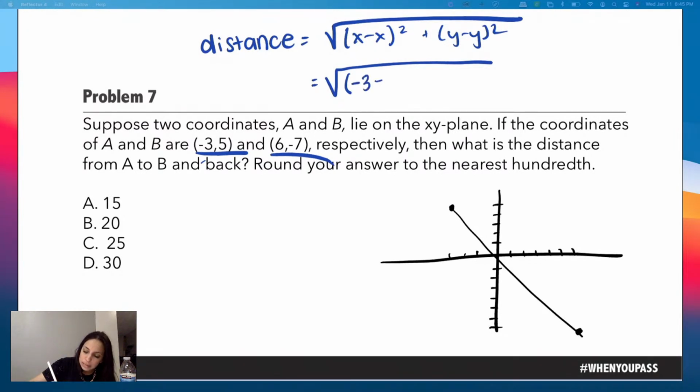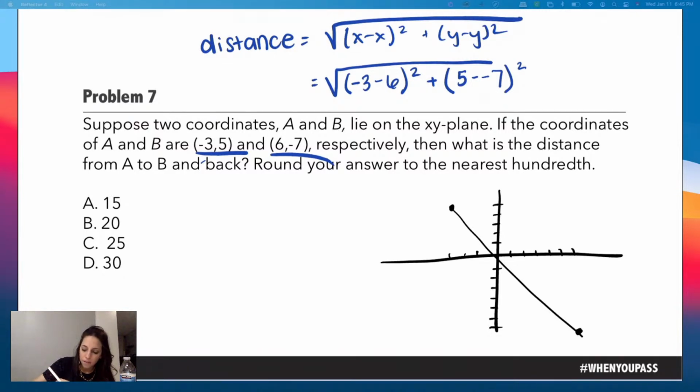-3 minus 6. I am not going to do -3 minus 5, because -3 minus 5 would be an x and a y, and we're doing x minus x. Plus, now because I did the -3 first, I have to do the 5 first. 5 minus -7. That's where many people make their mistake: they're not going to do 5 minus negative.